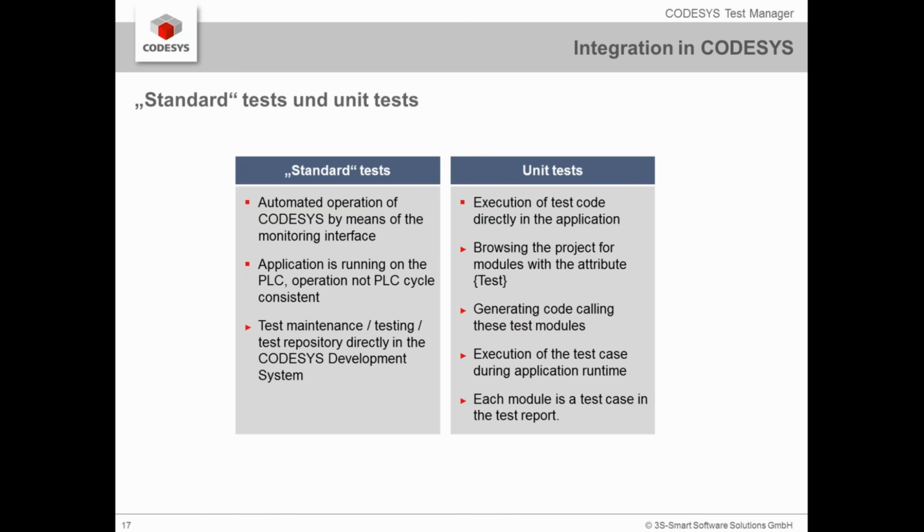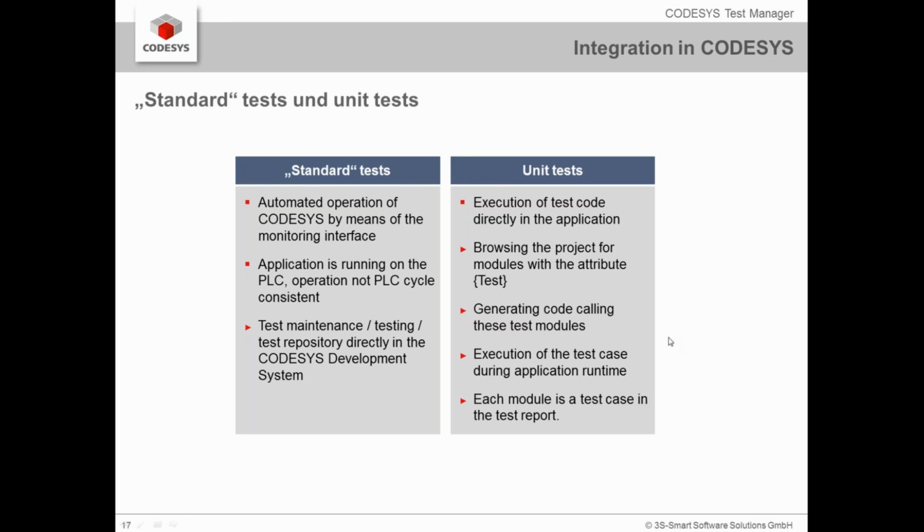Now, how can we distinguish between application code and test code? This is done by a so-called pragma attribute test. We will see that in a minute. So this means that the CODESYS Test Manager checks all the POUs available and only calls those for the test which are marked by this pragma as test.